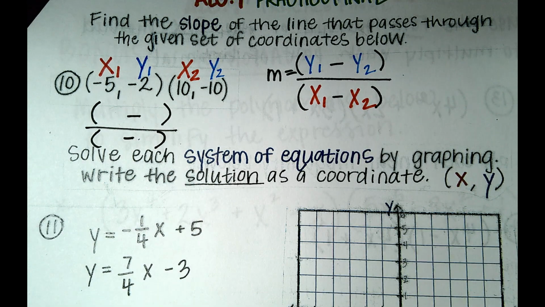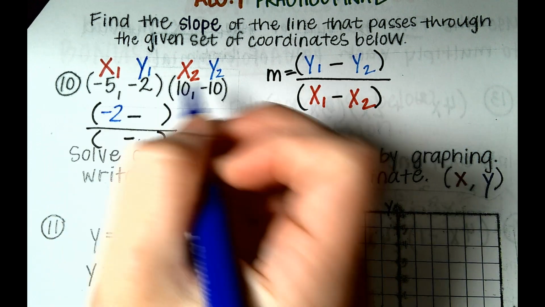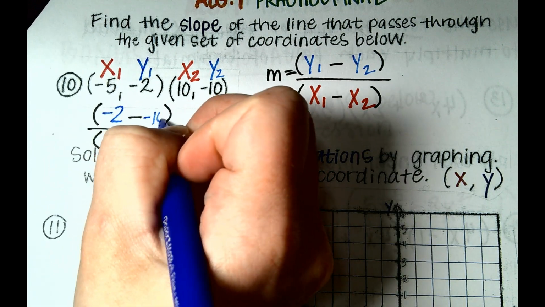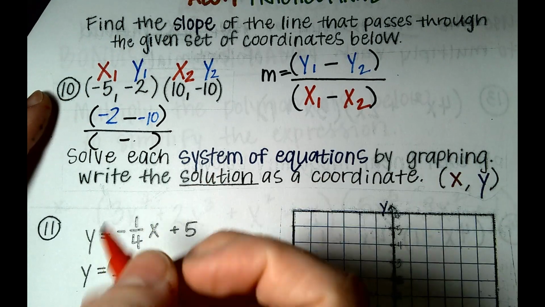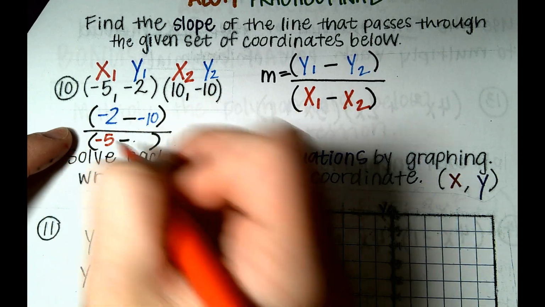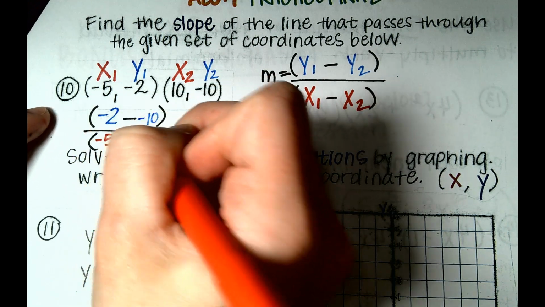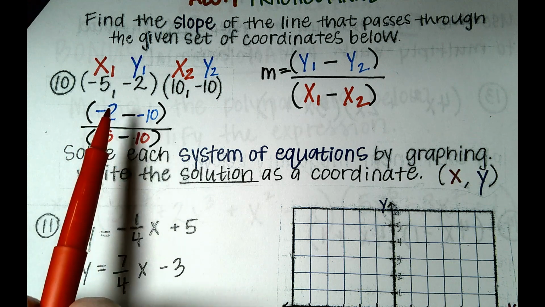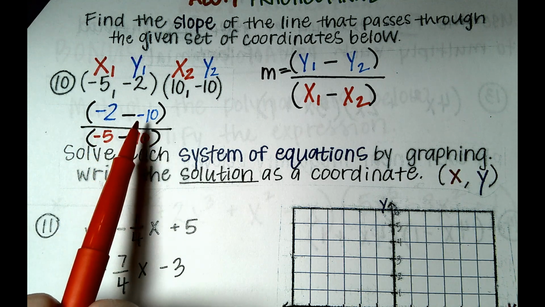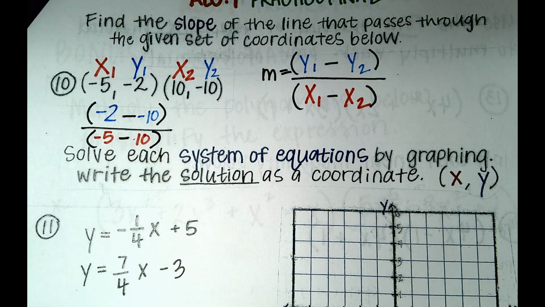-2 is y1. Yep. -2 and -10. Okay. And then what's x1 and x2? And 10. Good. Okay, so this is the way that your formula should be looking. On top, we have -2 minus -10. On bottom, we have -5 minus 10.